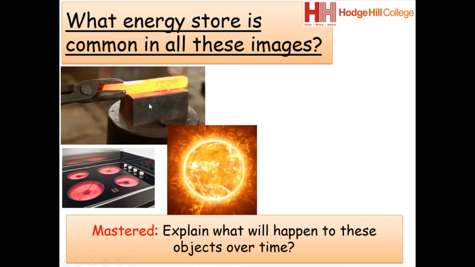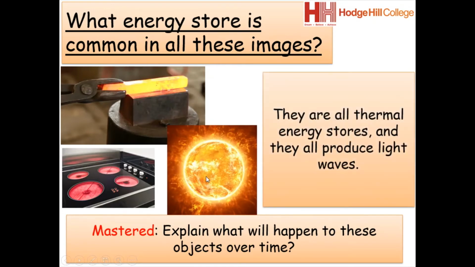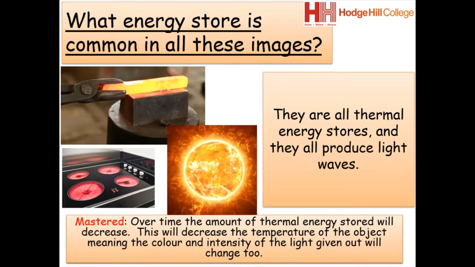Okay, so these 3 objects are all thermal energy stores, and they all produce light waves. We've got hot metal here, we've got the stove, and we've got the sun. They're all hot, they all store thermal energy, and they all release it as light waves. That's why we can see it. The master question: explain what will happen to these objects over time.